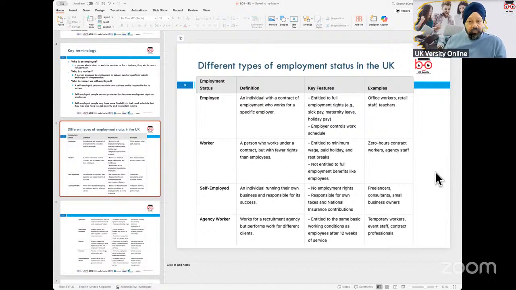Now, they are entitled to minimum wage, paid holidays, and obviously other employment benefits that would have been discussed and agreed between the employer and the contractor or the worker in this case, and that would be applicable to them under employment law. Typical examples of people who work as a worker could be zero-hours contract workers, agency workers, supply staff. Sometimes when you work through an agency for an employer, then you would be classed as a worker because you're working through an agency to cover, say, for example, a staff member who's called in sick.